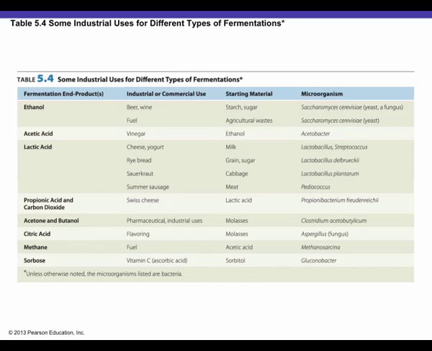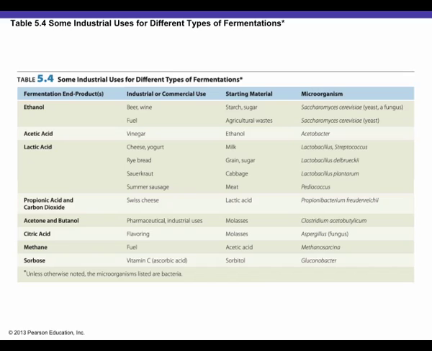And some of the more common industrial ones, at least the good stuff, are ethanol fermentation that produces our yummy, good beer and wine. Lactic acid produces some nice foods that we eat. Swiss cheese is propionic acid, right? Those little holes are little bubbles that formed during propionic acid fermentation. It's the carbon dioxide that formed that gets trapped in there.